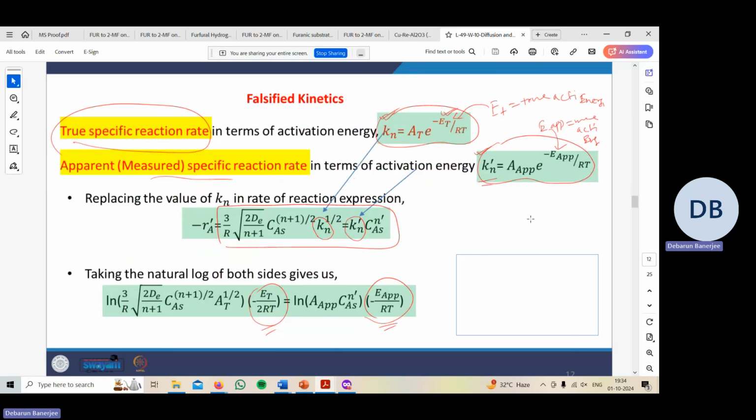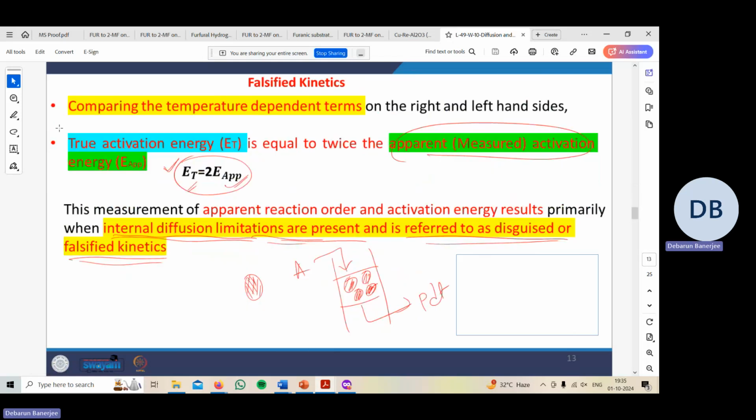So replacing the value of Kn in the rate of reaction expression, minus R dash equals 3 by R square root of 2 by De, 2 De by n plus 1, into CAS to the power (n plus 1) by 2, Kn to the power half, which equals Kn dash into CAS to the power n dash. Ultimately, taking the natural log on both sides gives ln A apparent, CAS to the power n dash, into minus E apparent by RT. So the true activation energy is twice the apparent activation energy, E_T equals 2 E apparent.